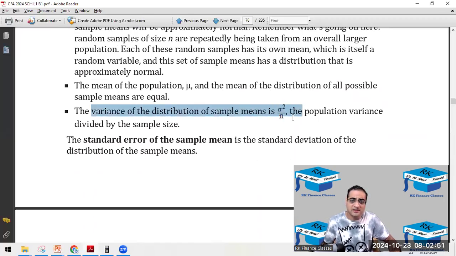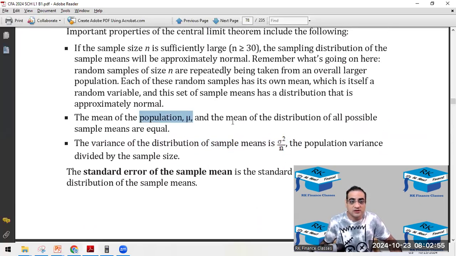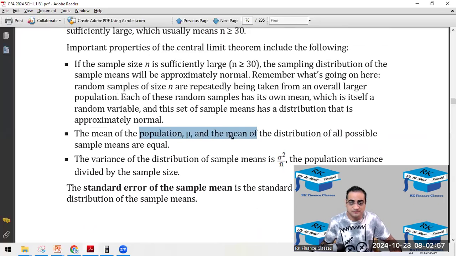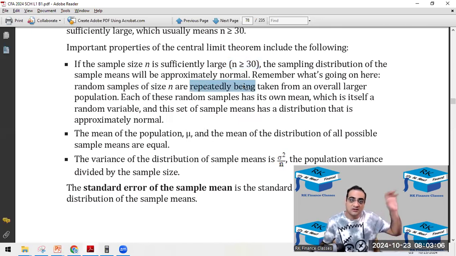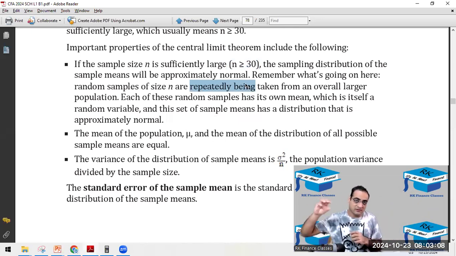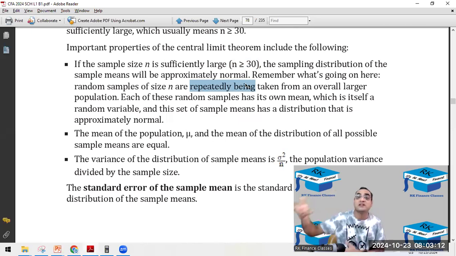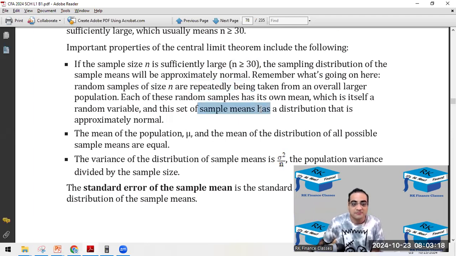So variance is sigma square upon n, that is, standard deviation is sigma upon square root of n. The mean of the population is equal to the average of all x bar, equal to population average, and n should be greater than or equal to 30. And the samples should be repeatedly drawn, with the members taken in a sample going back to the population so that they also have a chance to be included in the next samples. Fine. And then the sample means will be normally distributed.